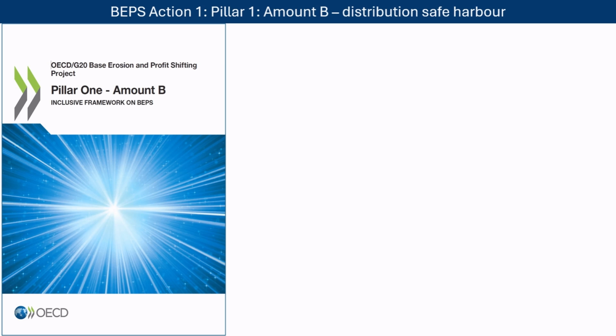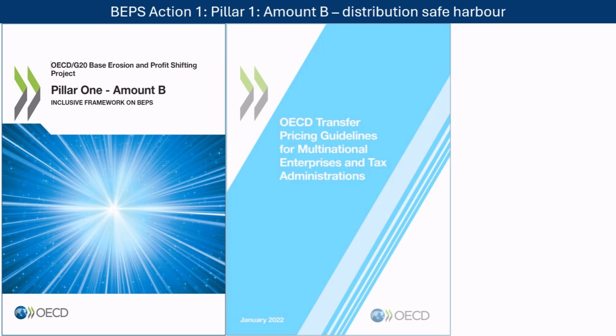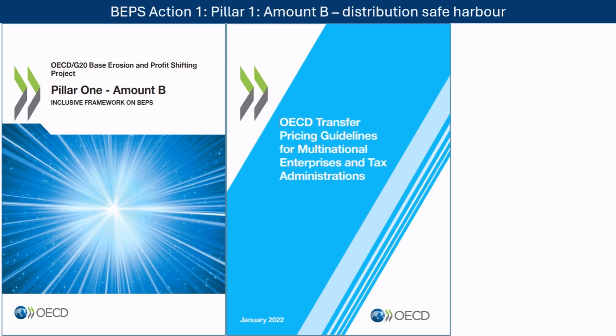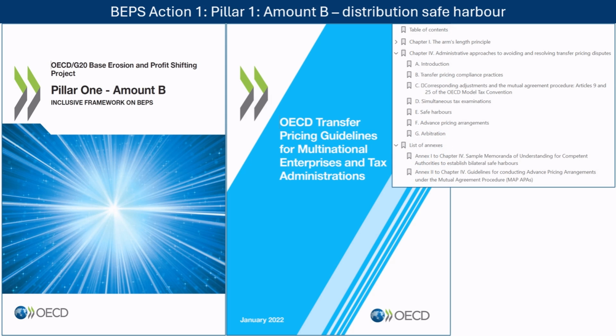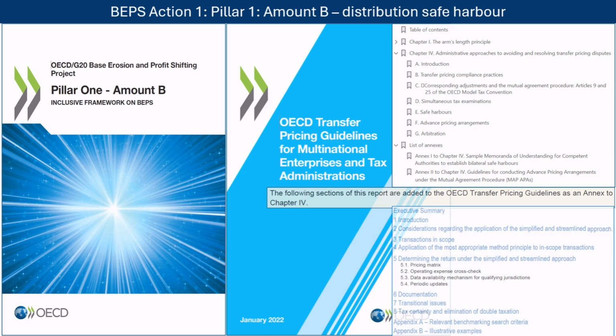So let us go further with the discussion of amount B and the documentation that we received. Here on the left you see the Pillar 1 amount B OECD document and the transfer pricing guidelines, where it's going to become a part of, and it's going to go in as an annex to chapter 4 after annex 2, one would assume. The guidelines start with: the following sections of this report are to be added to the OECD TPG as an annex to chapter 4.